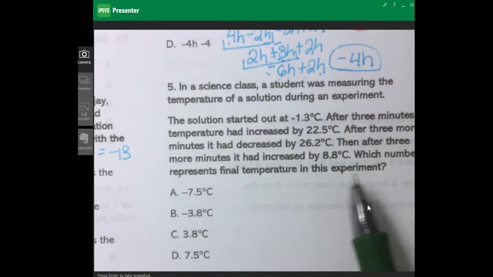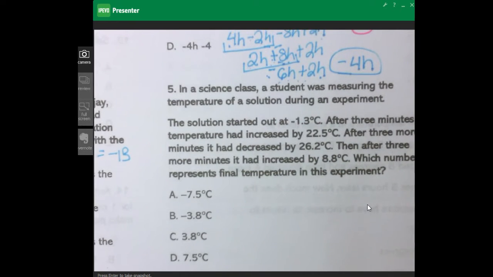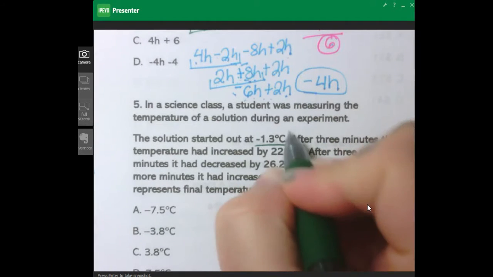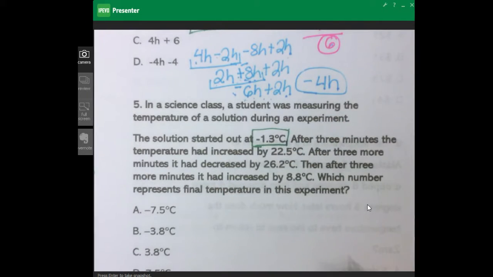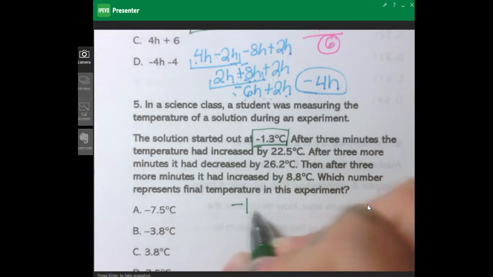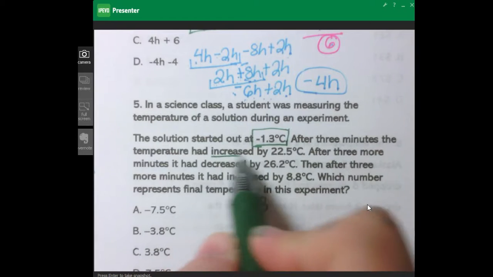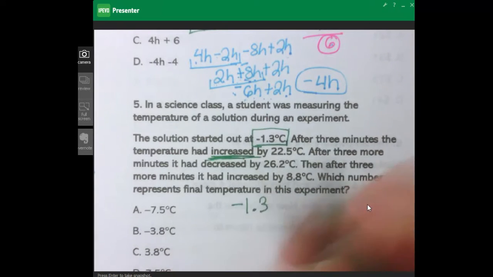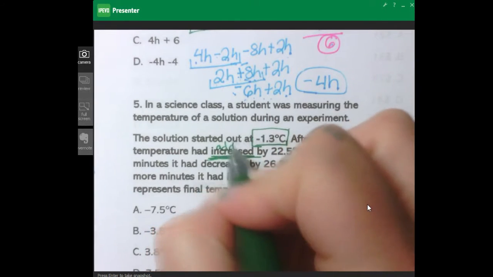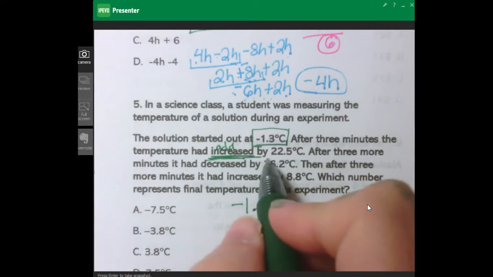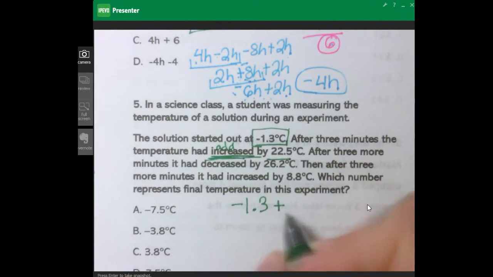So what we need to do here is look at everything that is happening. So we start at negative 1.3. This is our starting point. I'm going to write that down here. 3 minutes later, we increased. Increased means we're going to add. So I'm going to come down here, I'm going to put an addition sign. And it increased by 22.5 degrees. So I'm just going to add 22.5.